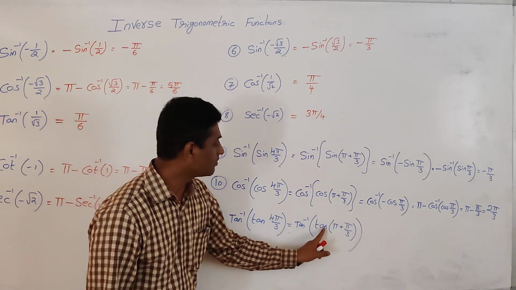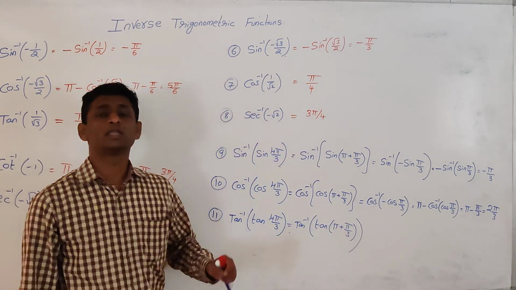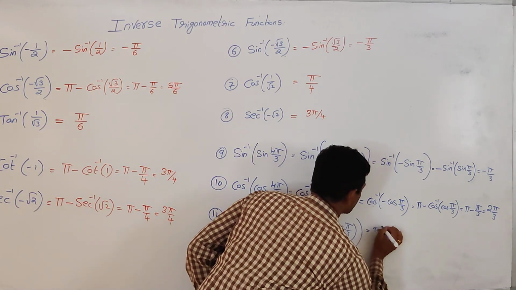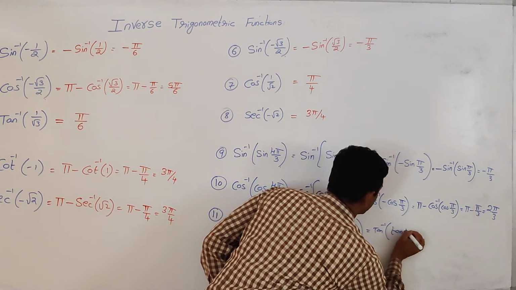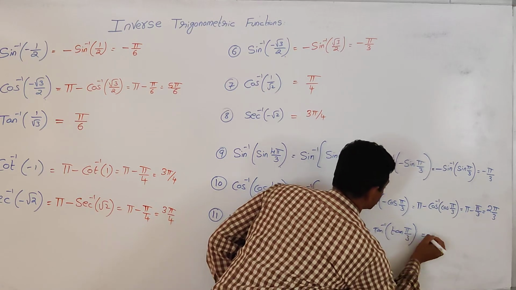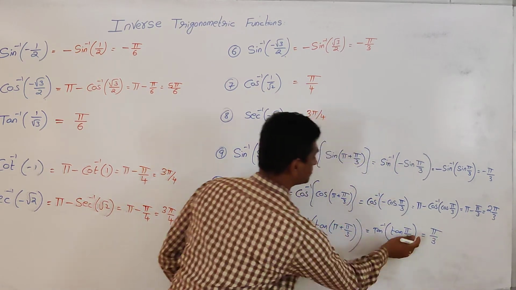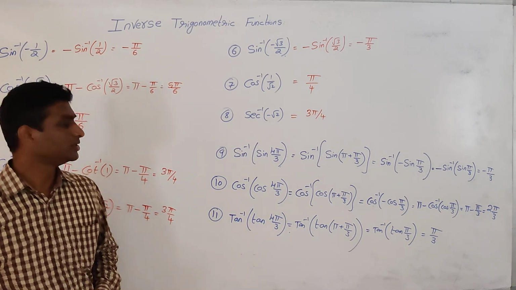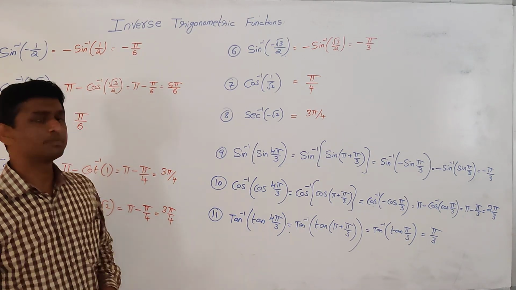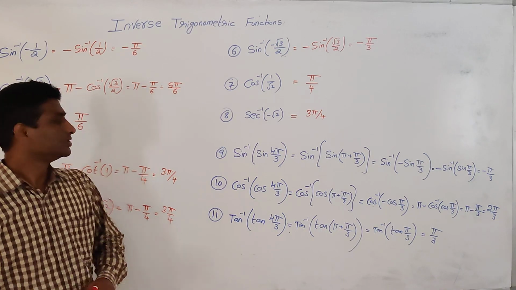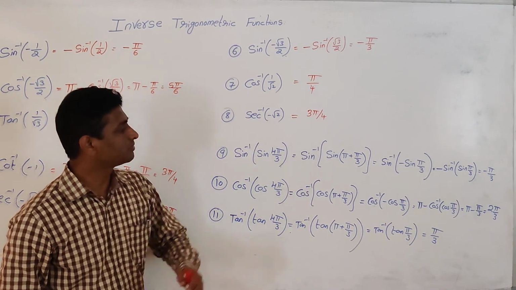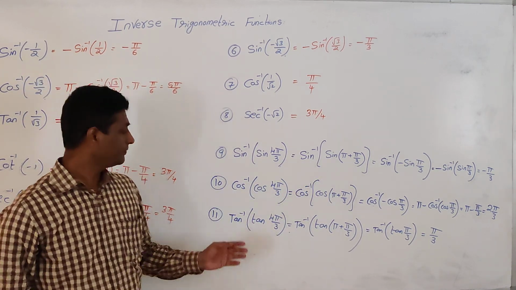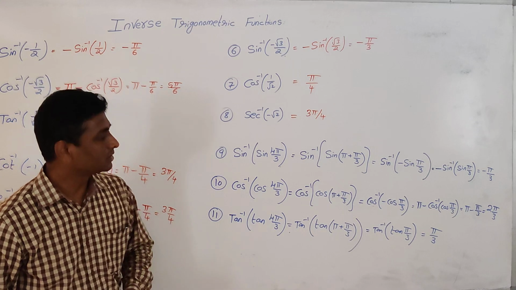Now it is in the form of tan of 180 plus theta. Tan of 180 plus theta is tan theta. So tan inverse of tan pi by 3, which is pi by 3, because pi by 3 is the angle which belongs to the open interval minus pi by 2 comma pi by 2. So we can directly write it as pi by 3. So sin inverse of sin 4 pi by 3 is minus pi by 3. Cos inverse of cos 4 pi by 3 is 2 pi by 3. Tan inverse of tan 4 pi by 3 is pi by 3.